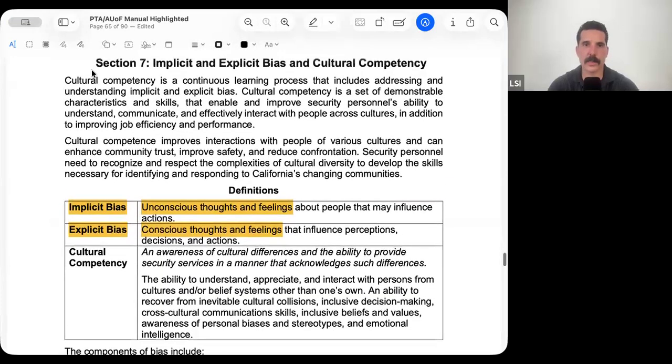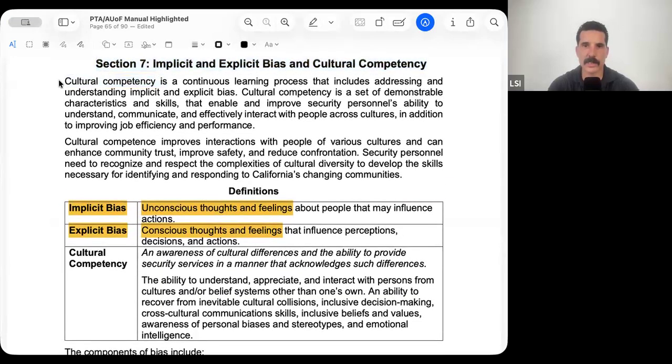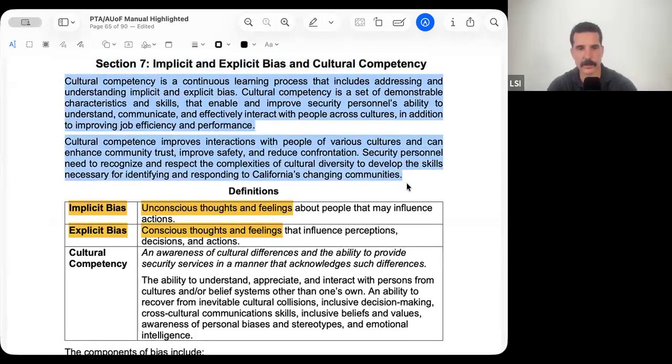It continues here on section 7, implicit and explicit bias and cultural competency. Cultural competency is a continuous learning process that includes addressing and understanding implicit and explicit bias. Cultural competency is a set of demonstrable characteristics and skills that enable and improve security persons' ability to understand, communicate, and effectively interact with people across cultures, in addition to improving job efficiency and performance.